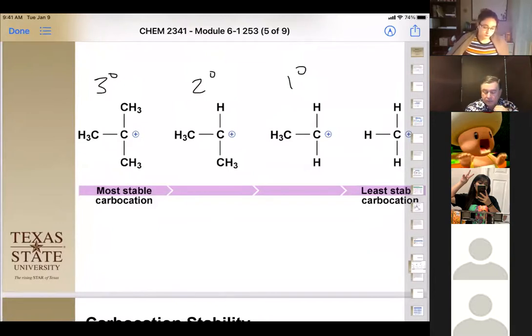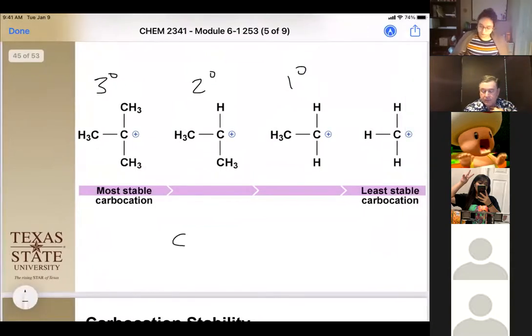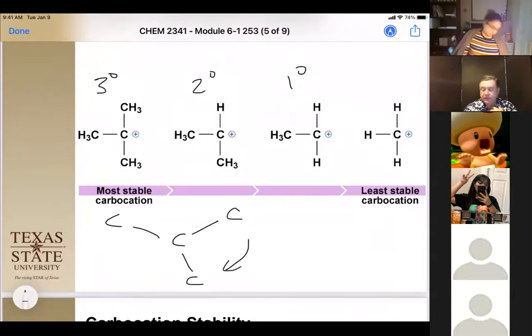Okay, so let's draw a tertiary carbocation here. We're going to have a carbon here, a carbon here, a carbon here, and a carbon here. And it's trigonal planar because it's sp2 hybridized. Okay, so that's 120 degrees, flat plane. Where's the positive charge? Wait, hold it.